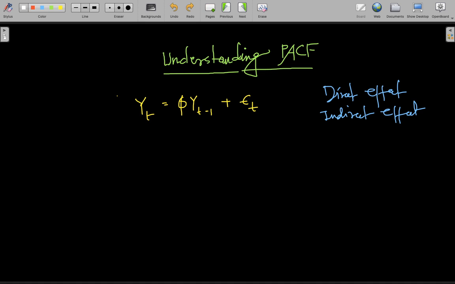Now, let us take a simple AR(1) model. Here we have yt equal to phi yt minus 1 plus epsilon t. I get my present period value yt from my past period value yt minus 1. I simply use that value and have a weight phi, and based on that, in my model, I get a value of yt. That's an example of direct effect.